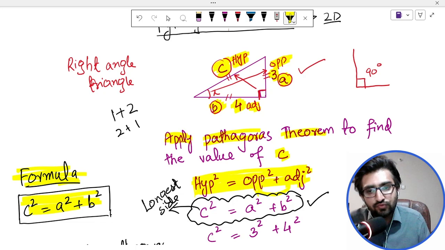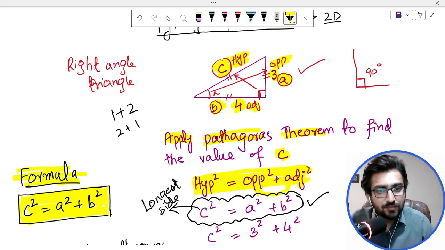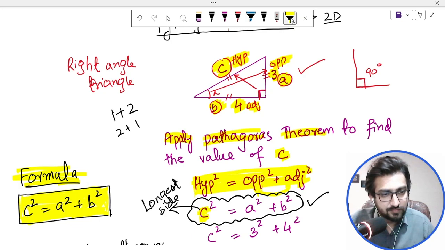This is the formula which you will be using in order to find the value of c. Now let me make this a bit simple for you. In order to apply Pythagoras theorem, the simple concept is that you write the longest side here, whatever name you want to give, but c is better. The longest side of the triangle. So the longest side square equals the other two sides square, right?